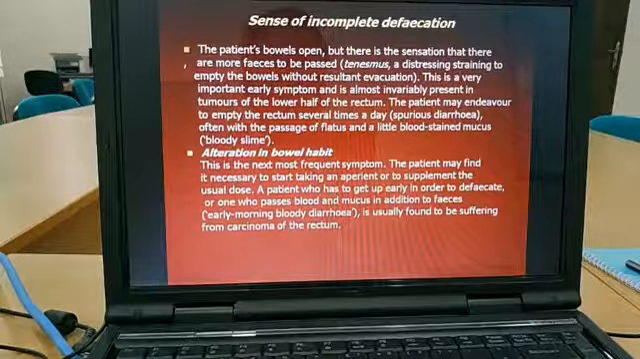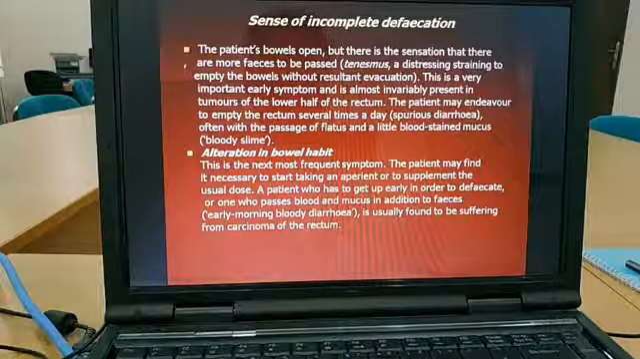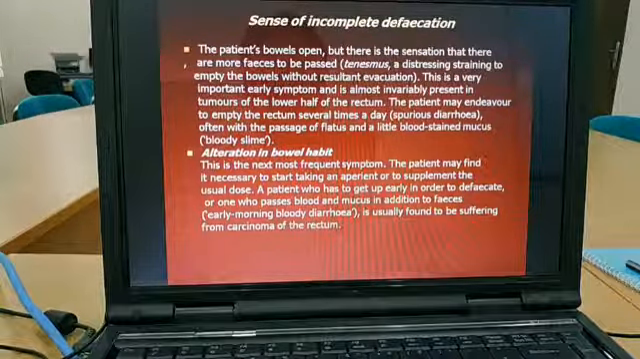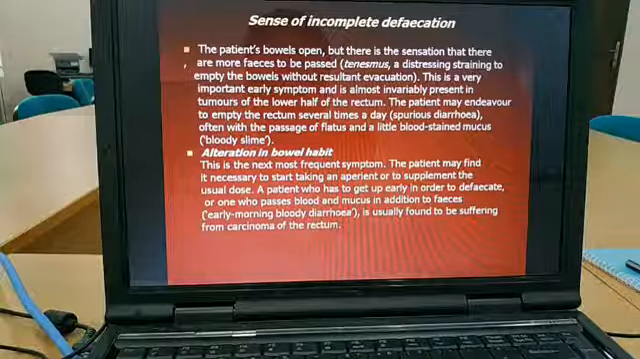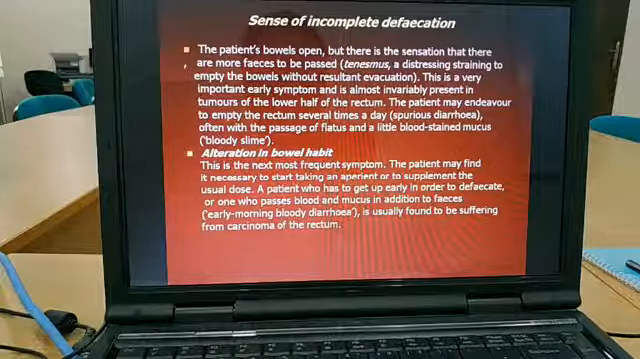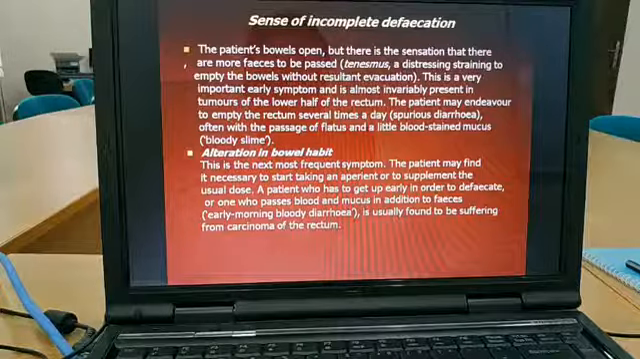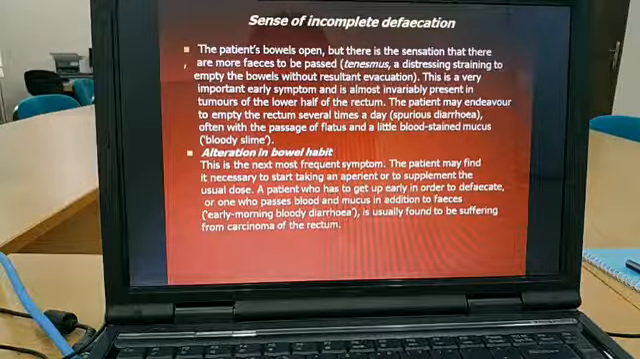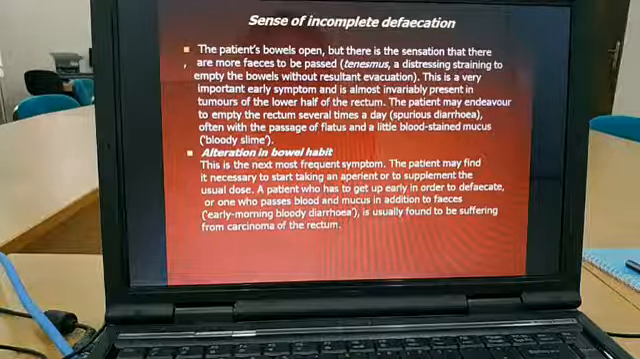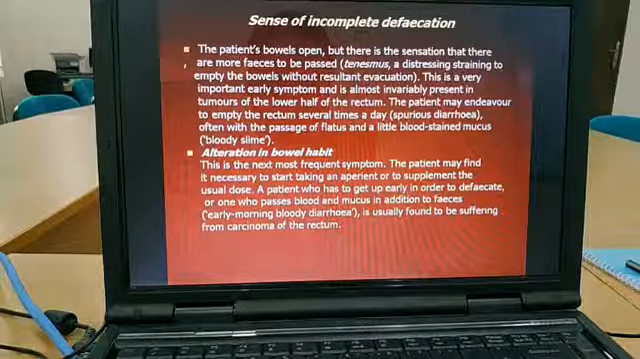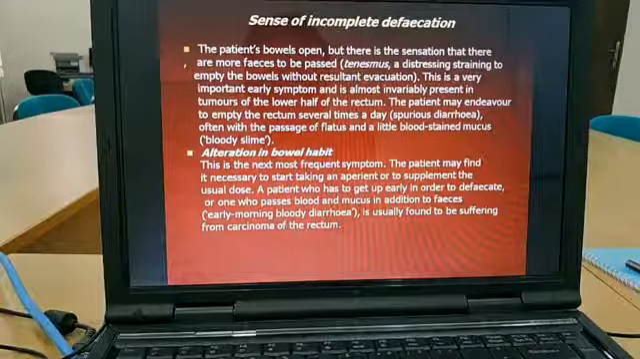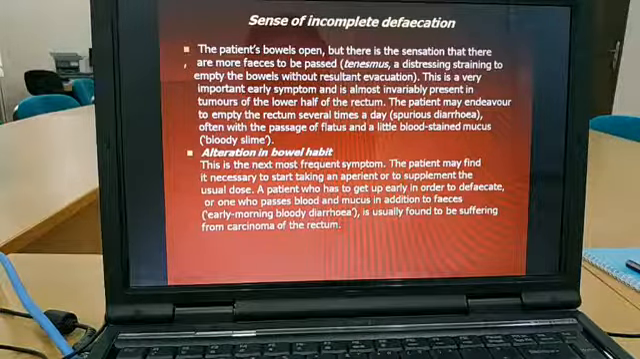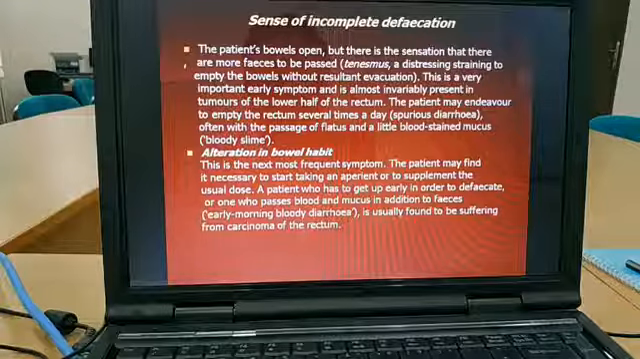Another important point is the sense of incomplete defecation. So these things should be taken into account very seriously. If the patient is complaining of a sense of incomplete defecation, that is very significant. The patient's bowels open, but there is a sensation that there is more feces to be passed. There is a term we call tenesmus, a distressing straining to empty the bowels without resultant evacuation. That is, the patient has an urge to defecate. The patient will go to the washroom or toilet, but there will be desire and the patient will strain, but at the end there will be no stool.